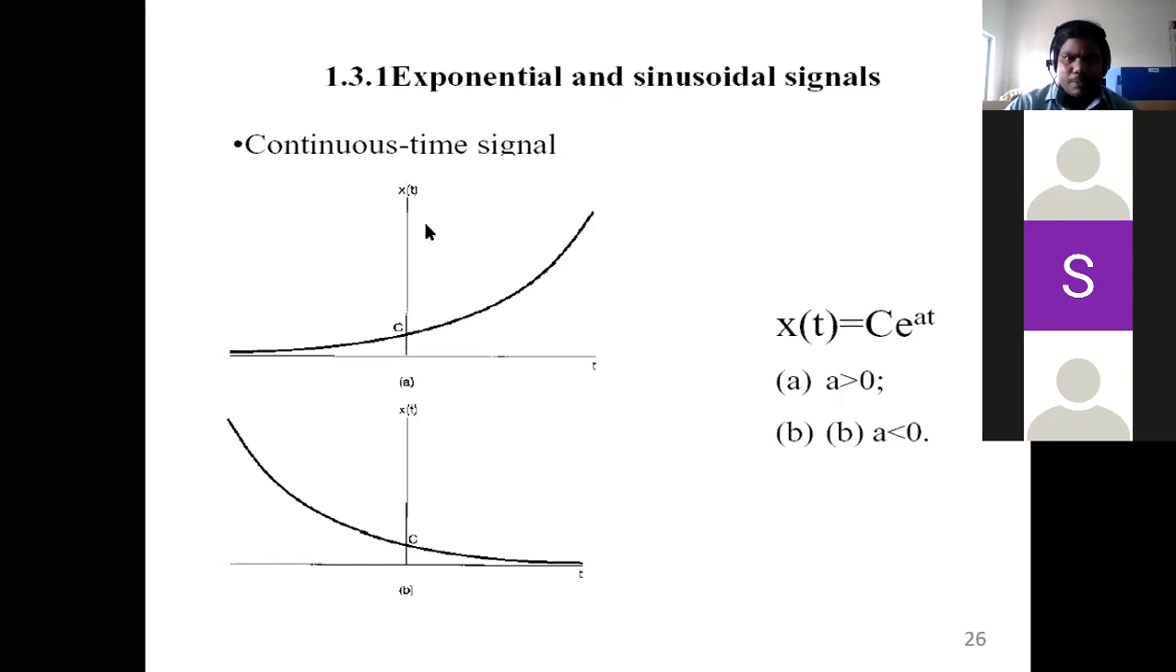Here x of t is represented as an input signal, that is the following condition c into e power at. Okay, so from this the exponential signals will be satisfied with the following conditions, that is the main equation: x of t is equal to c into e power at.